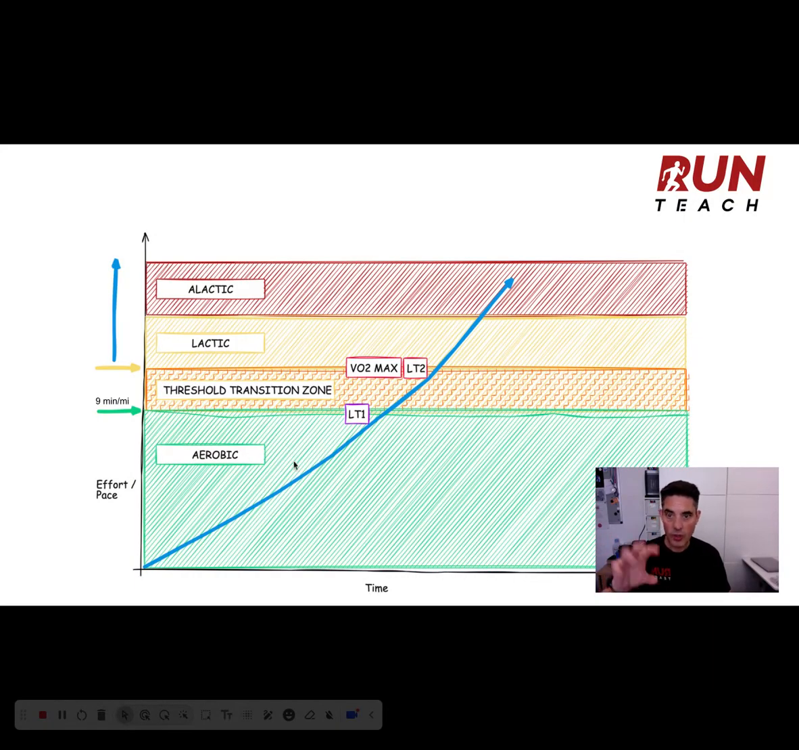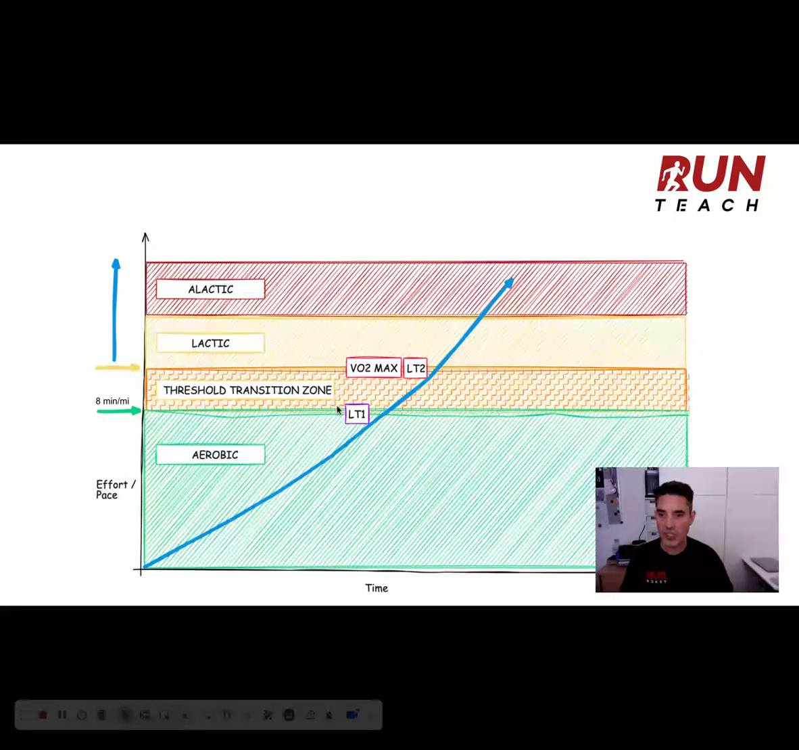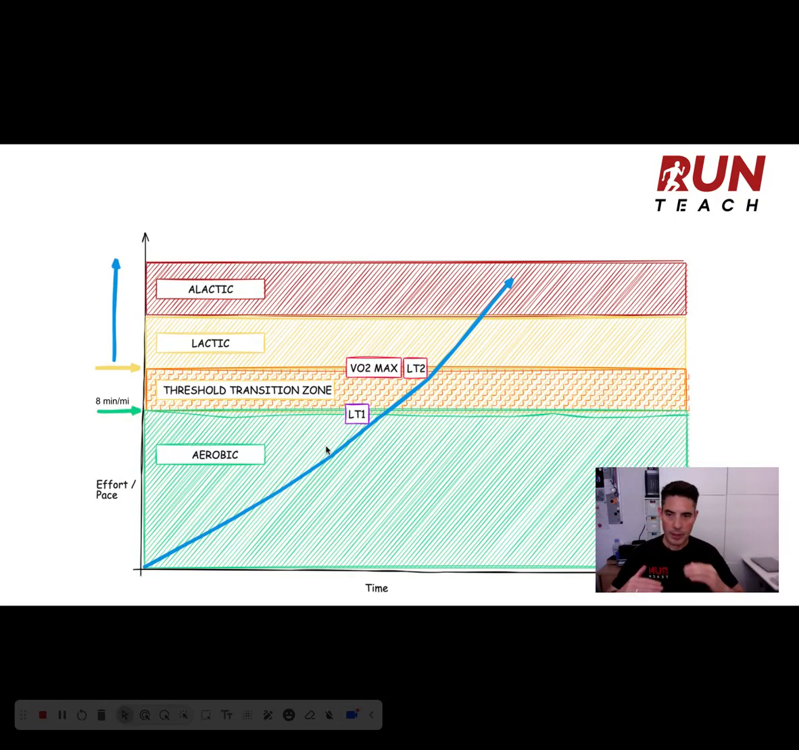By training all of it in, you can end up with an 8-minute mile pace, because you get this faster pace for less, for the same amount of effort, because all of this zone has all moved up a notch with your training. So you've got to train across all of these different zones.